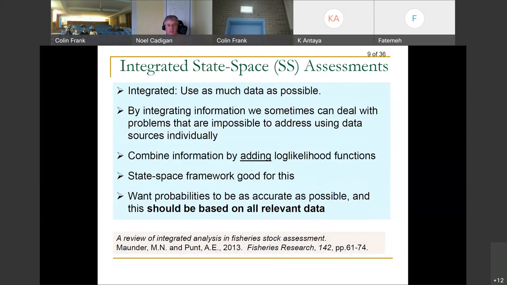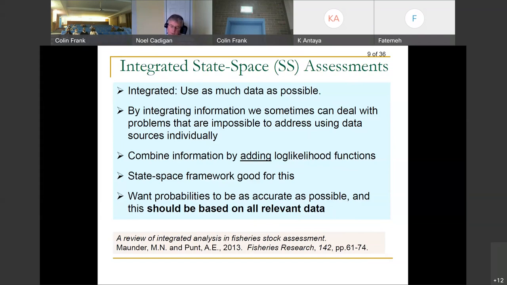integrated state space assessment. When we say integrated in this sense, it just means use as much data as possible. The advantage is that by integrating information, we can sometimes deal with problems that are impossible to address using data sources individually. In the modeling sense, the way we combine information is by adding log likelihood functions. And the state space framework is a good approach for this.